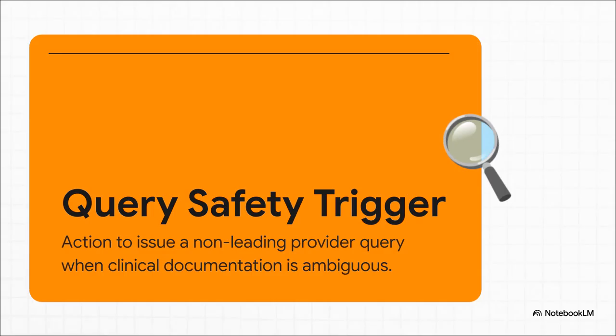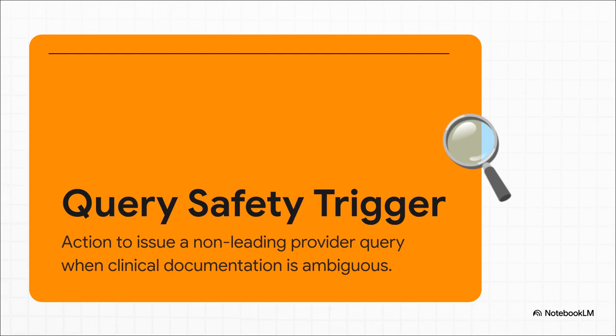So we have the rules down perfectly now, but what happens when the provider's documentation is just an absolute mess? I mean, we've all seen those charts, right? Well, that brings us to the query safety trigger. This is the mandatory action you have to take to issue a clear, non-leading provider query when the clinical documentation is genuinely ambiguous. The guideline explicitly states, whenever the documentation is unclear regarding a borderline condition, coders are encouraged to query for clarification.